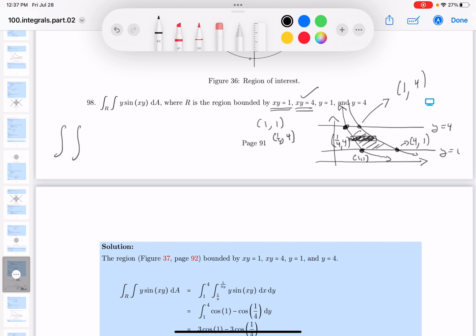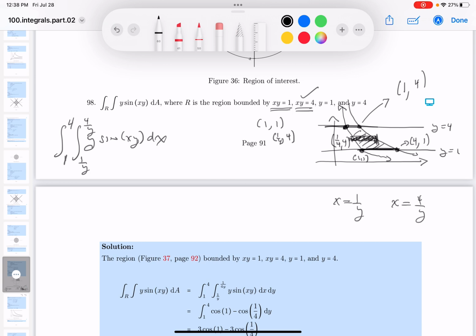Again, I'm going to do x's first. So what do we get? Y sine xy dx. Where's the x starting? It's starting when the curve is, let me write this down, when x is equal to 1 over y. When is it stopping? It's stopping over here, and that's when x equals 4 over y. And what's the limits on the y here? The lower limit is going to be 1, and the upper limit is going to be 4.